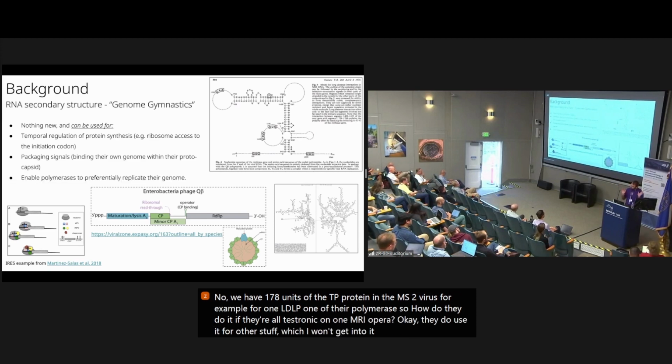And it's, again, nothing new. We know it from all the way up to COVID. There are important structures there, and we have known it since the start.